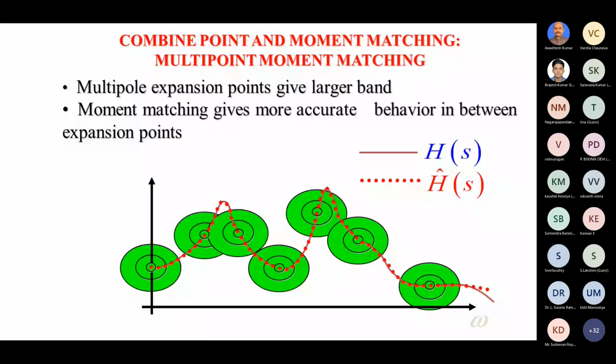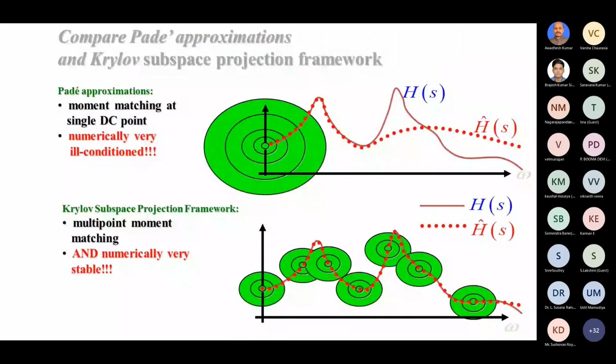Once again, if you are getting a good result choosing a single point, s = 0 or s = infinity, it doesn't mean that we have to go only for multiple expansion points. We can use that also, but if you do the analysis, some of the points automatically get matched. So we have a comparison of the Padé approximation with the Krylov subspace method. In this figure, we have taken one example and found that the Krylov subspace method is giving a better approximation.